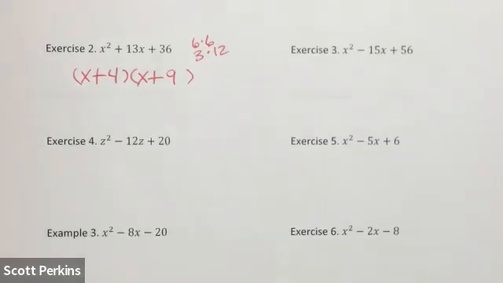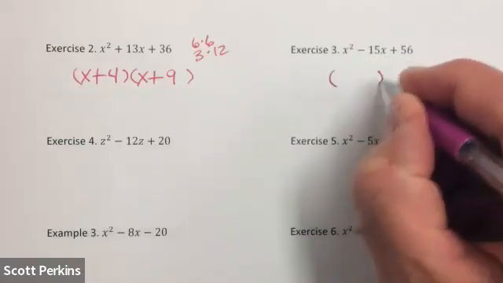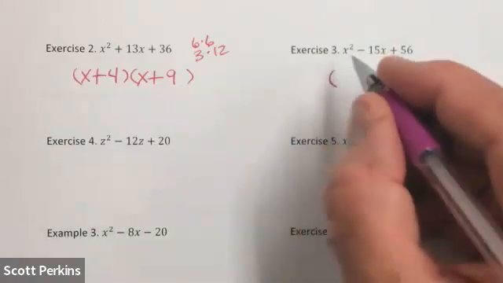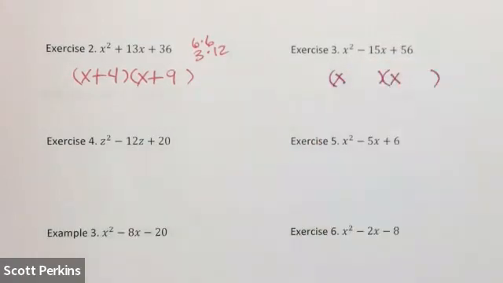All right, so x squared minus 15x plus 56. So there's a 1 in front of the x squared, so I'm just going to write down my parentheses. The x squared has to be x times x. All right, what are the signs going to be on this problem?